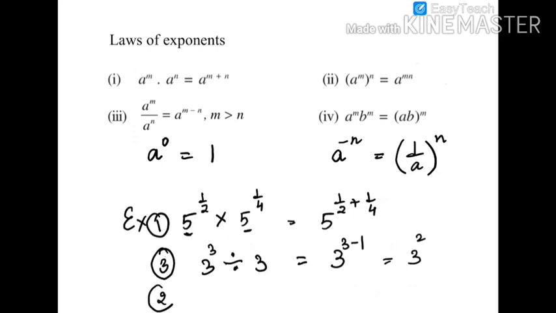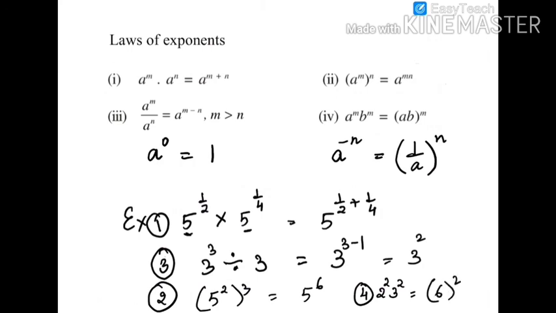For the second rule, we can write an example, say 5 to the power 2 whole to the power 3 is 5 to the power 6. Likewise, you can write an example for the fourth one, 2 to the power 2 into 3 to the power 2. When you have different bases but you have the same powers, then you can take the power common, so this becomes 6 to the power 2. Practice enough questions to acquire the skill of using these laws in problem solving.